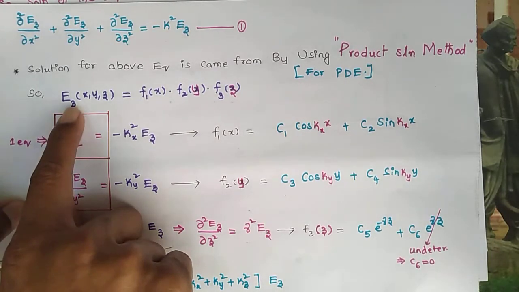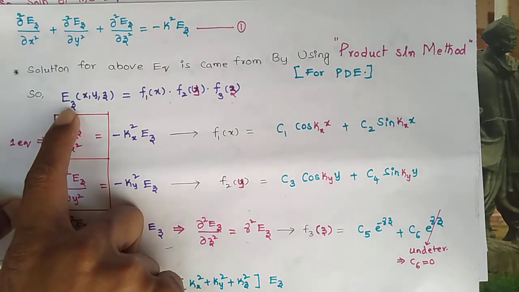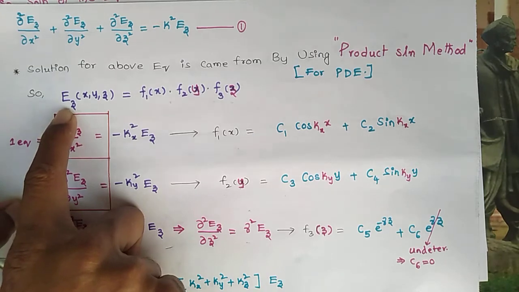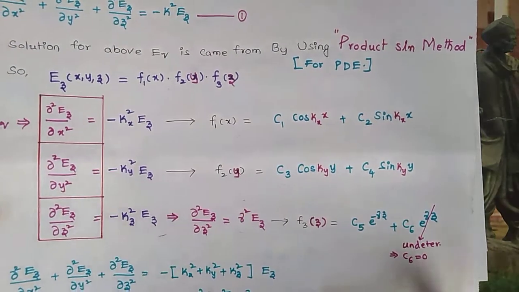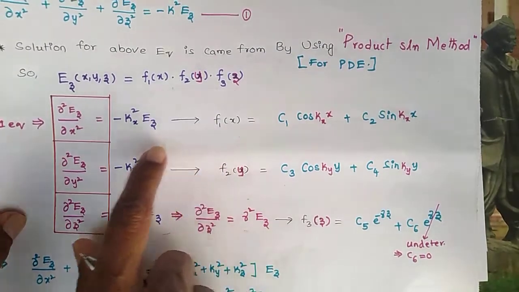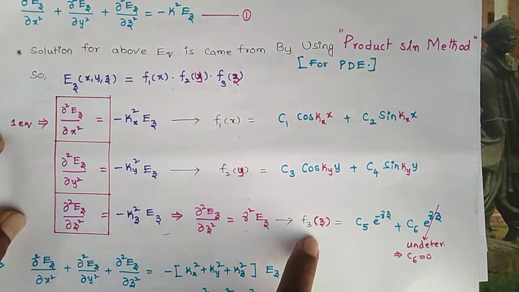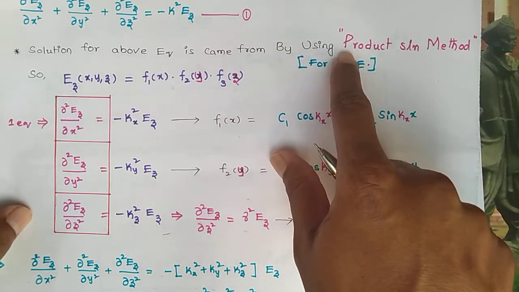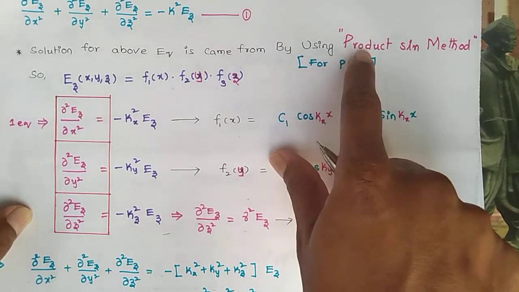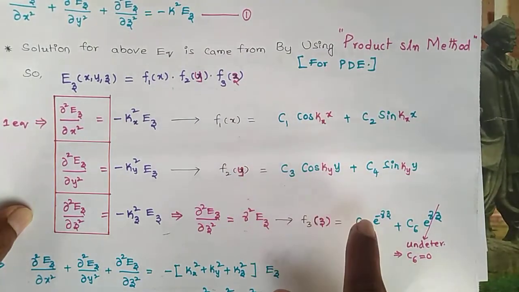First, I am finding the Ez value. Similarly, Hz is also okay. For the uniform plane wave equation, I only found the Ez value, but here I am finding the Ez value and also writing the Ex and Ey terms in terms of Ez and Hz. Now my solution for all these three components is f1 of x, f2 of y, f3 of z. By the property of partial differential equation solutions, I can use the product solution method, so I am multiplying these three solutions.